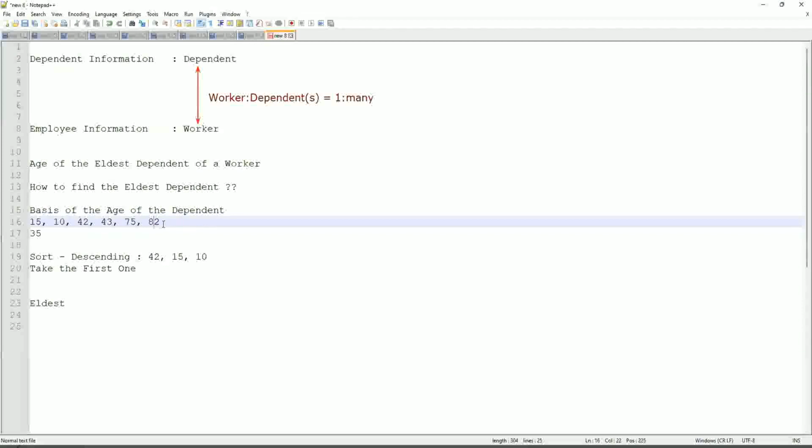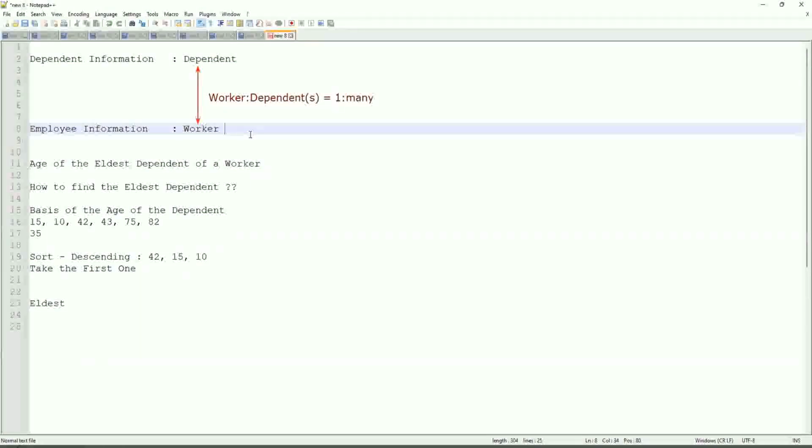So the first thing that we are going to do is find out the eldest dependent. So we will sort the dependents based on the age. And then we will see what is the criteria on the basis of which we are choosing. But first, you realize that we are going to store the new calculated field in which business object, worker or dependent? But does the worker business object have the information about the dependent's age?